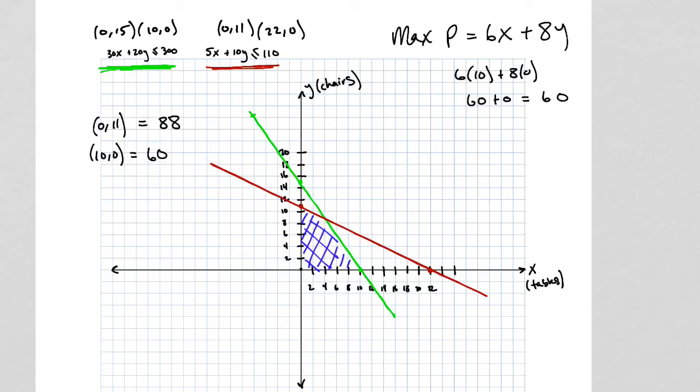Okay, for our last test point, it's this one here. Now to find this point, that's where these two lines intersect. So we're going to have to do just a little bit more algebra. We're going to set these two equations equal, writing them as equalities. So we're going to say 30x plus 20y equals 300, and 5x plus 10y equals 110.